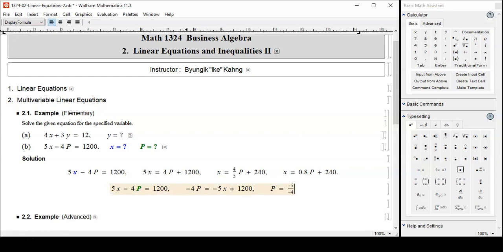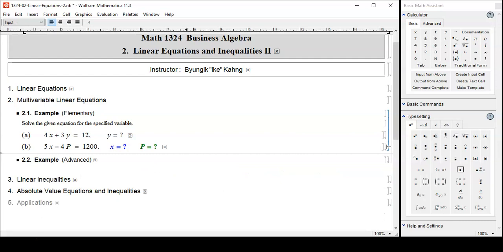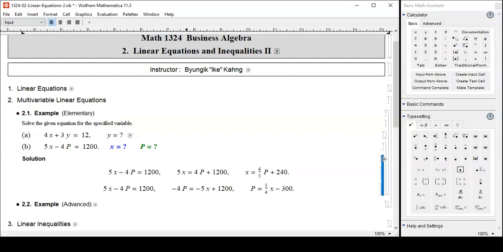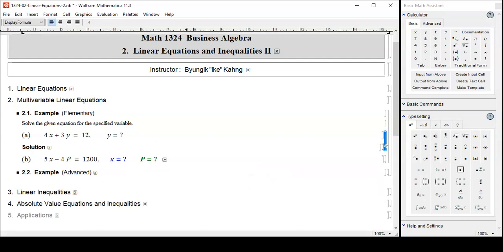Divided by 84 x plus divided by 84. Negative, negative, positive, so this becomes 5/4. And this becomes, let's see, negative 300. Or equivalently, you can write it like this, 1.25x minus 300, using decimals if you prefer. Let's see. What did I do in the answer here? Yeah, they're the same thing. Same.